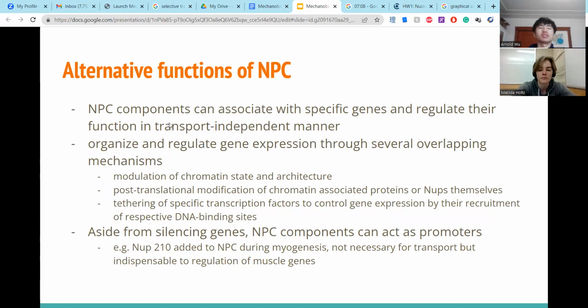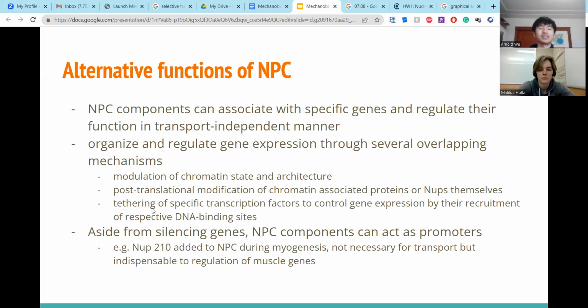So there are various alternative functions of the NPC. First of all, the NPC components can associate with specific genes and regulate their function in a transport-independent manner. Usually, the NPC organizes and regulates gene expression through several overlapping mechanisms. It involves modulation of the chromatin state and architecture, post-translational modification of chromatin-associated proteins or nups themselves, along with tethering of specific transcription factors to control gene expression by the recruitment to respective DNA binding sites.